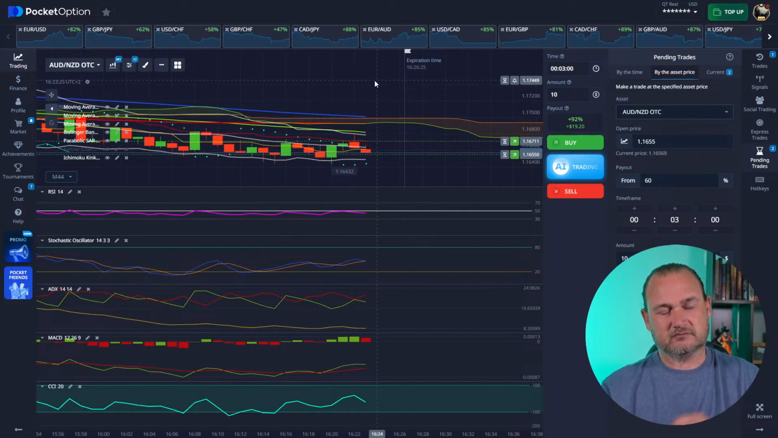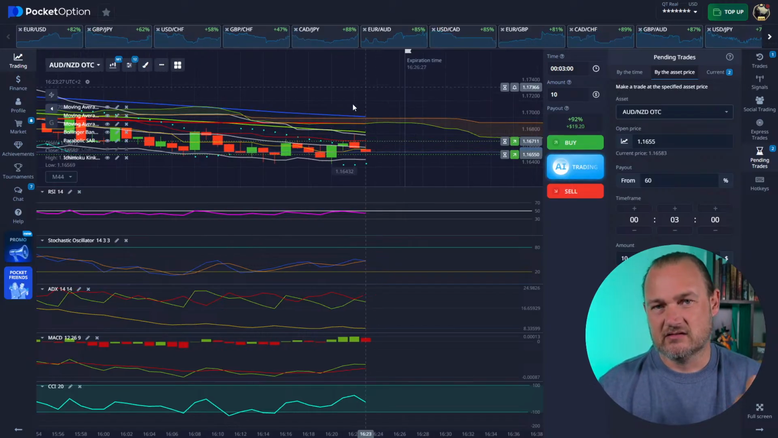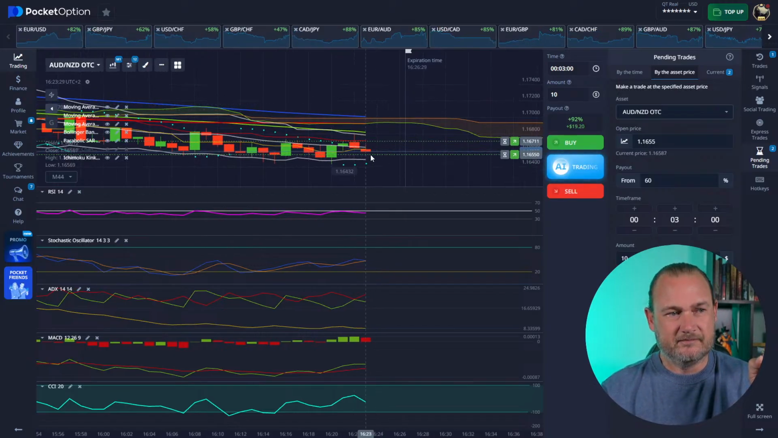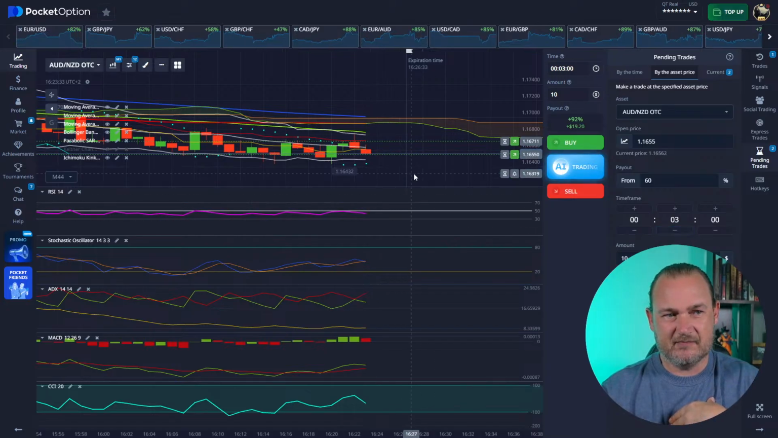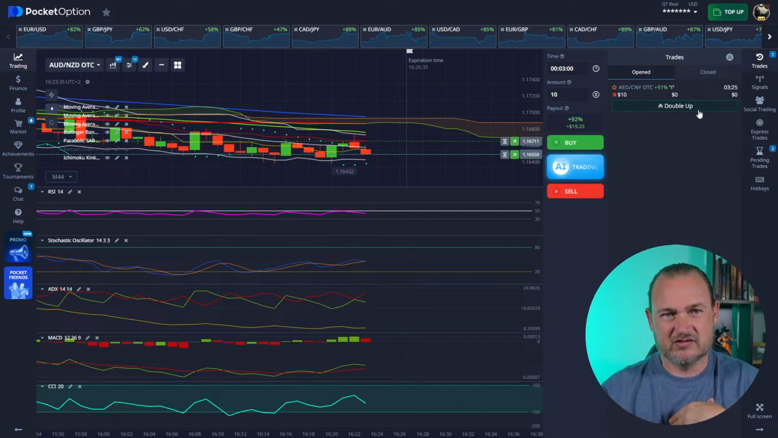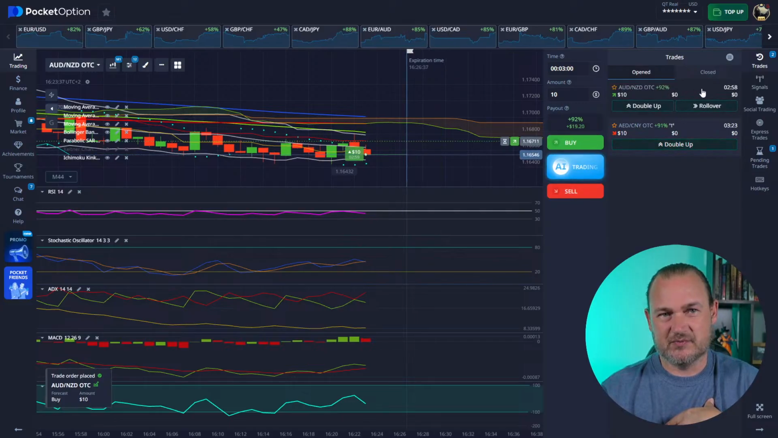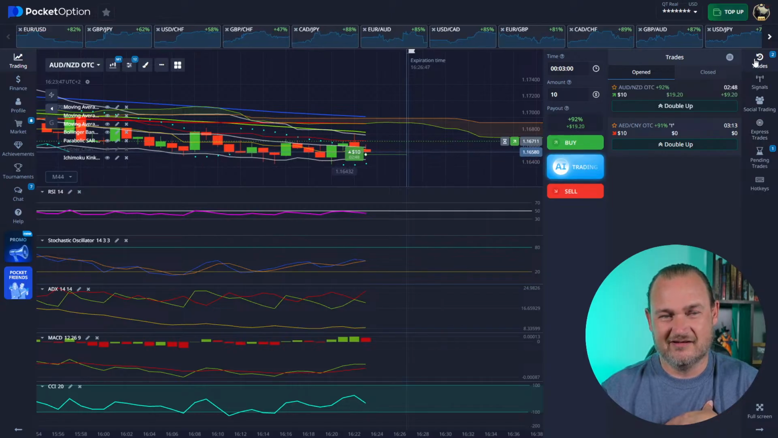Now, once this gets hit, as soon as price hits here, it will open an automatic sell for 3 minutes as I requested. And we can go to here, and there we go. There's my trade just opened. 3-minute sell, $10. I did a buy. Okay, so I did a buy there.